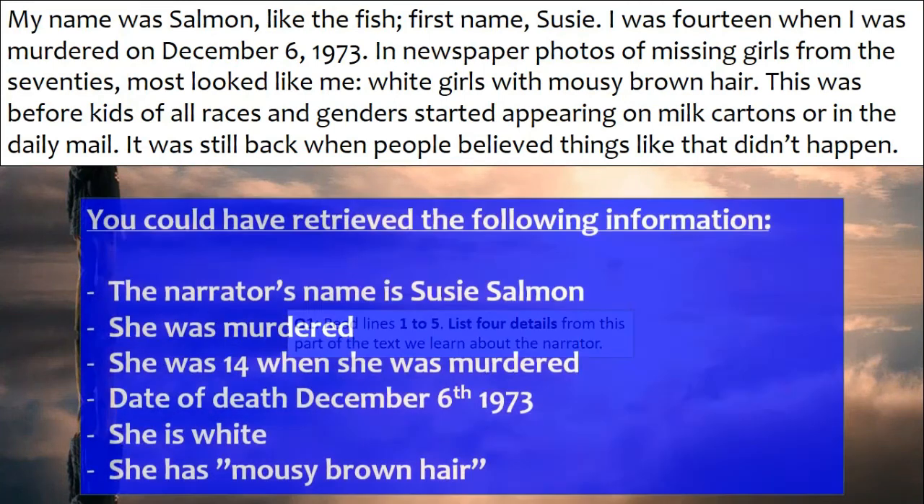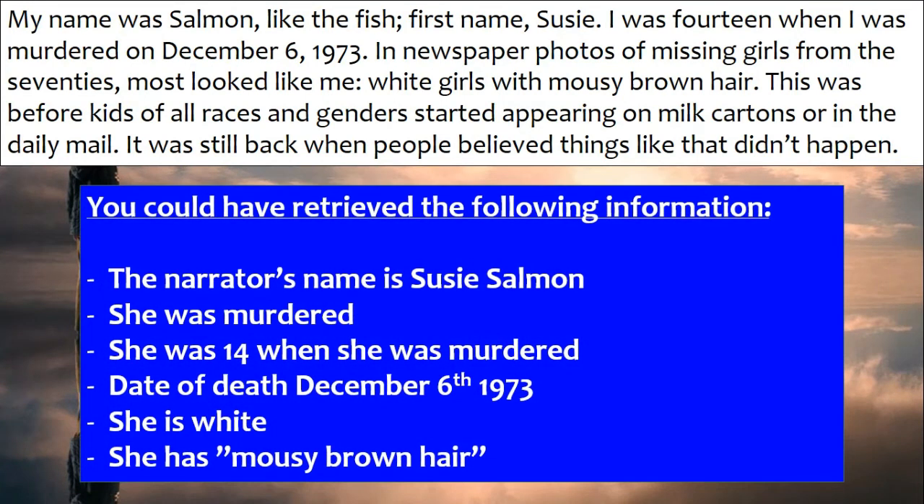Okay, so there's the extract. So you could have retrieved the following information. The narrator's name was Susie Salmon. She was murdered. She was 14 when she was murdered. Date of death, December the 6th, 1973. She is white. She has mousy brown hair. So any of them you could have had for your 5 marks. And what I've done is, remember, I want to do one more just in case I get one wrong. So I've done 6, but I only needed to do 5. So there you go.